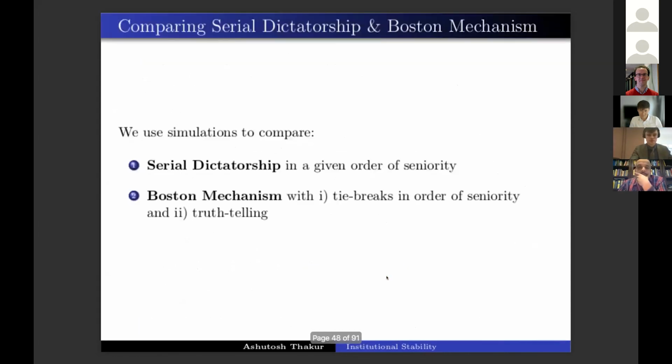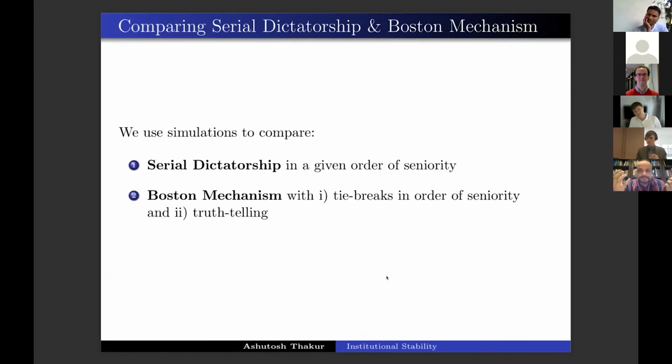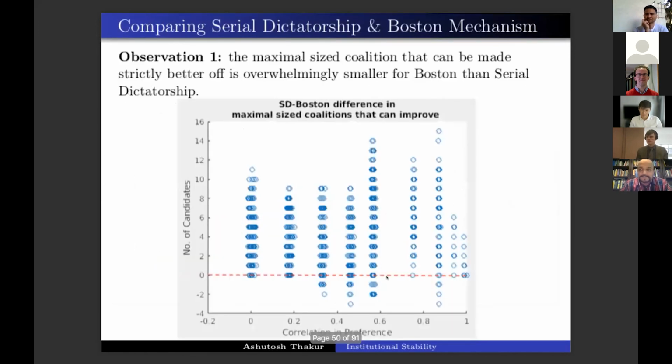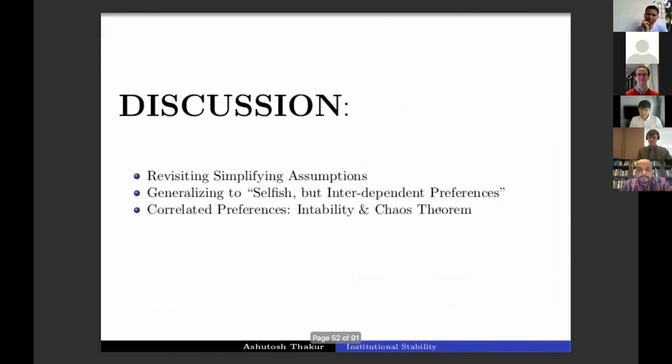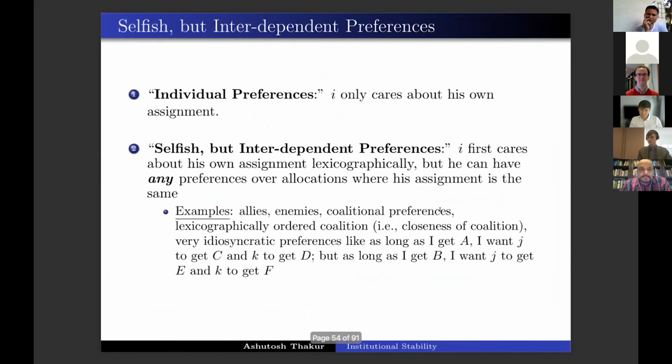Sure. It turns out that when you're comparing serial dictatorship in a given order of seniority and the Boston mechanism with the same tie breaks, assuming truthful telling, the Boston mechanism actually does a lot better. You can get smaller coalitions, and this is basically because this favoring higher ranks property does wonders. Practically speaking, there are very few cases where a serial dictatorship will give you something that's stable, but a Boston will not.